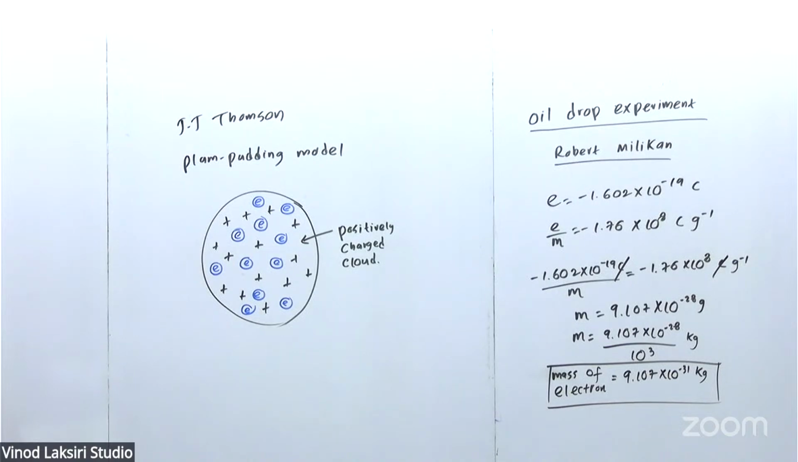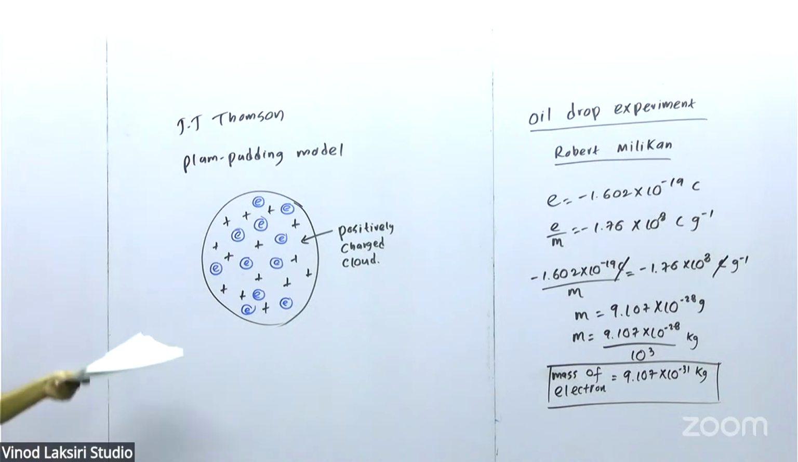By using the e divided by m value and the e value, the mass of the electron can be calculated as shown below.